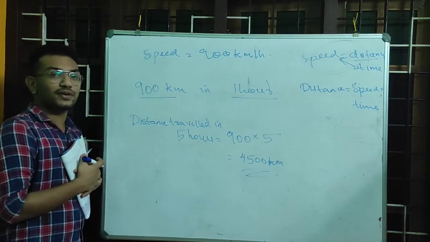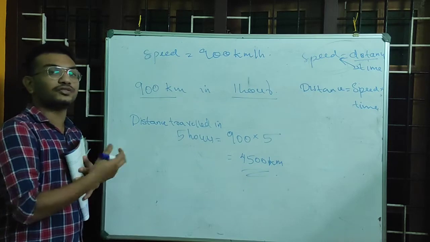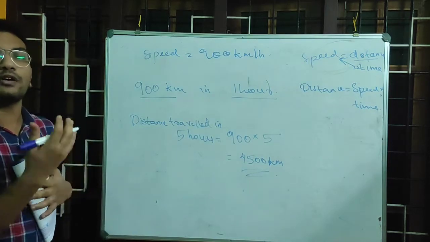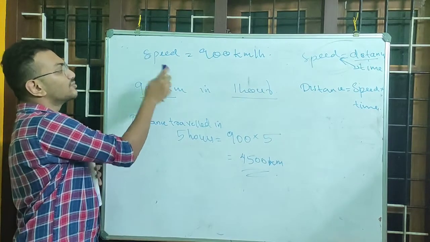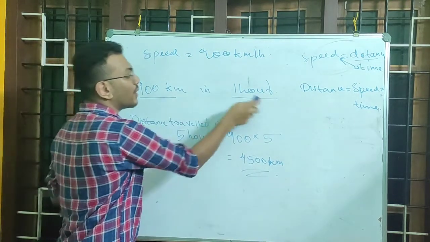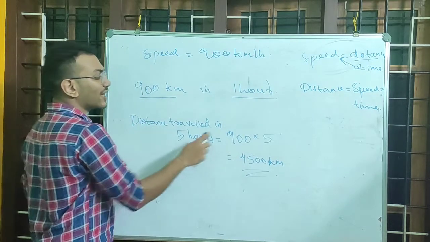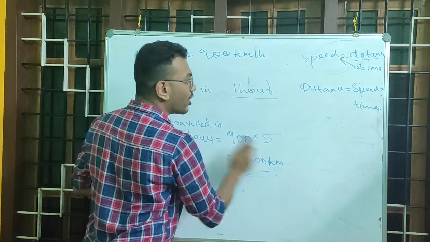This is like a question when you are asked, cost of 1 pen is 10 rupees. What is the cost of 5 pens? It will be 5 into 10, 50 rupees. Like the same. The speed is 900 km per hour. So 900 km traveled in 1 hour. Find the distance traveled in 5 hours. So 900 into 5, 4,500 km.